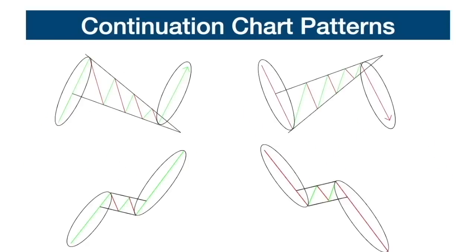Once a continuation pattern has been identified, it is important to understand the possible targets of the trade, meaning to study where to place the take profit and the stop loss correctly.